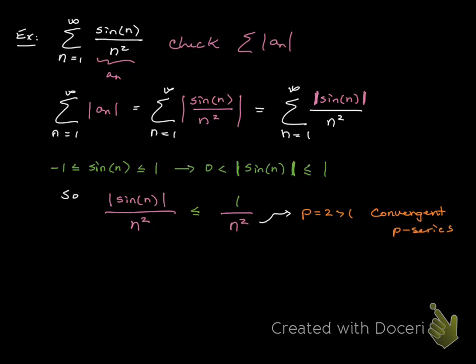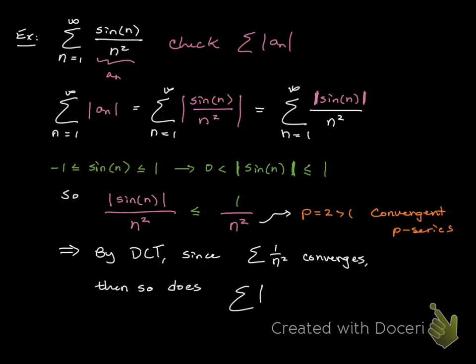So I have taken absolute value of a sub n, right? I've looked at a different series. That series is smaller than a convergent p-series. So by the direct comparison test, since 1 over n squared converges and it's larger than the series that I have, then so does the absolute value of sine of n over n squared from 1 to infinity. So the series with absolute value converges.